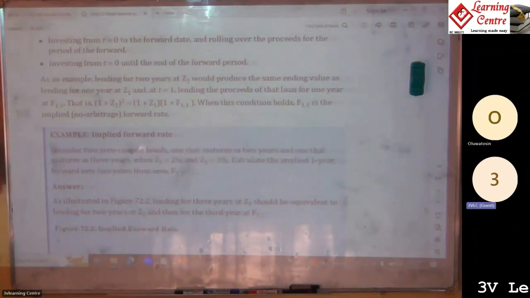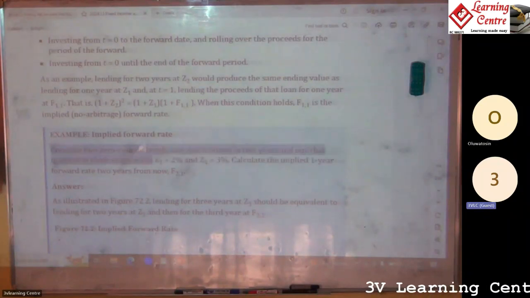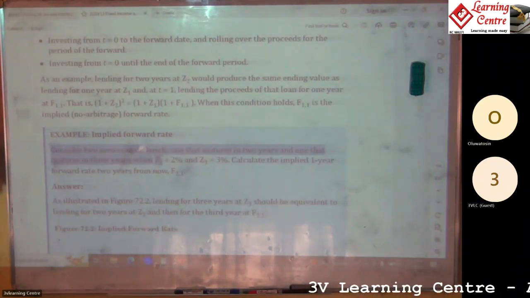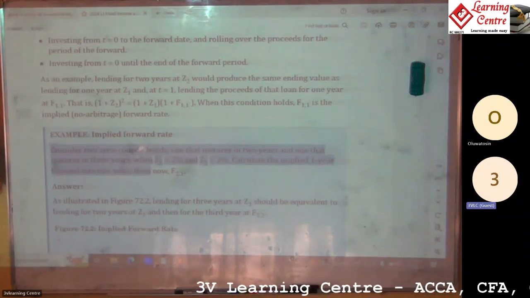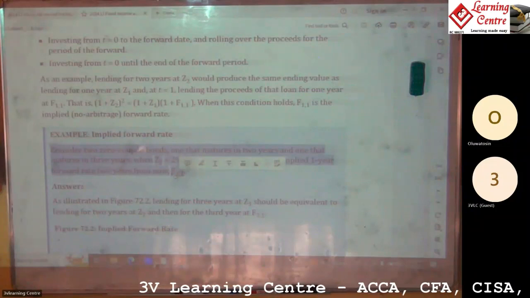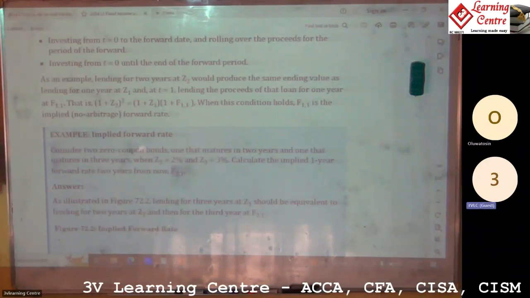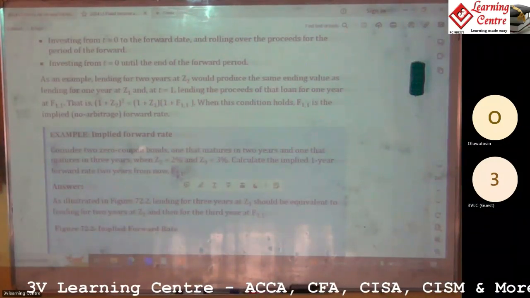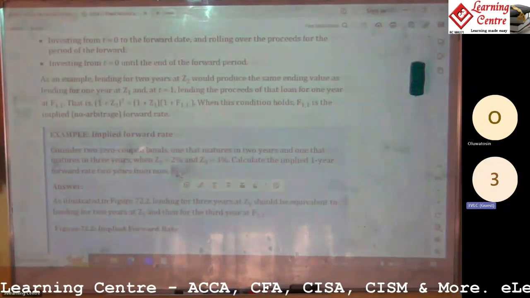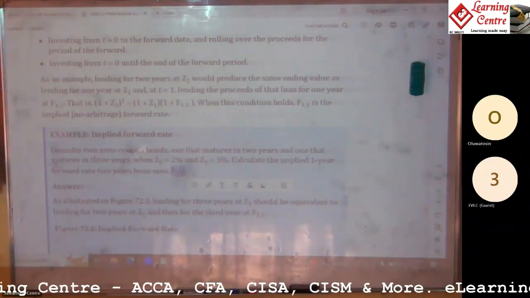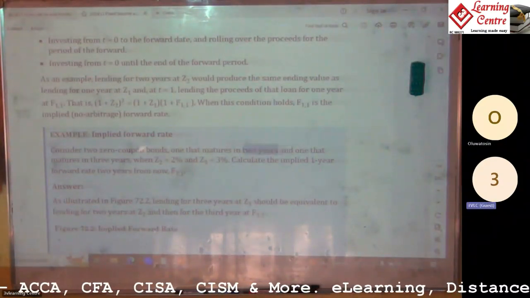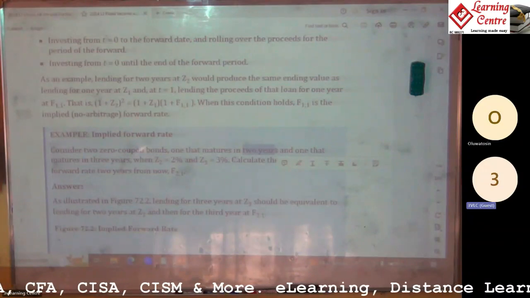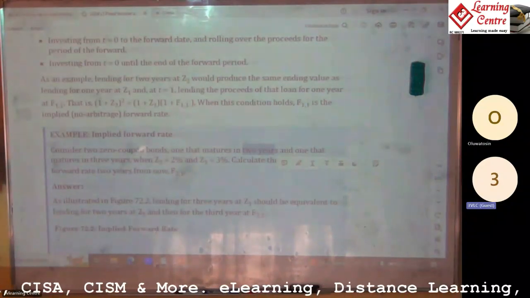Okay, so consider 2 zero-coupon bonds, one that matures in 2 years and the one that matures in 3 years. The 2 years one is 2%, the 3 years one is 3%. Calculate the implied forward rate 2 years from now. So 2 years from now is the F2. That's why the 2 is the first one, which is 2 years from now. But it's a 1 year yield. So we have been given one that matures in 2 years and one that matures in 3 years. So the 1 year in between is what we want to calculate.